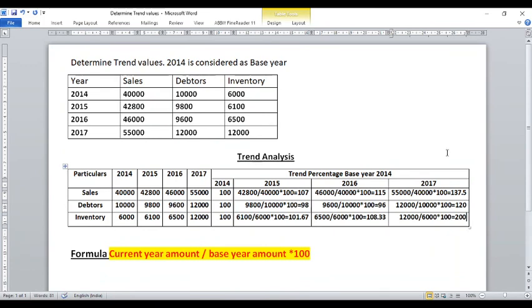200. So that's the end of trend analysis for this problem.